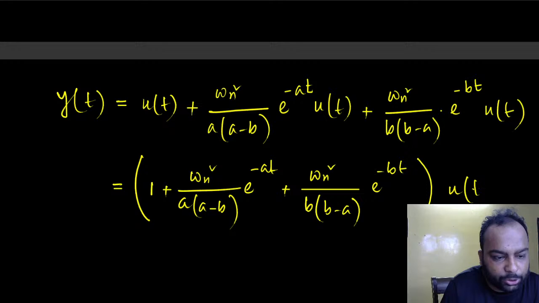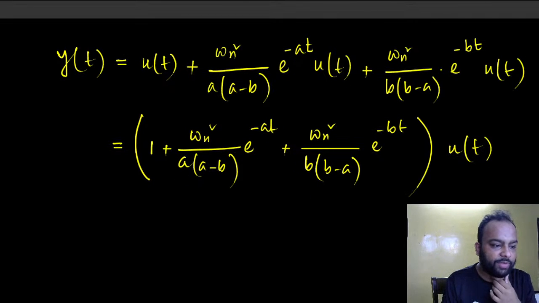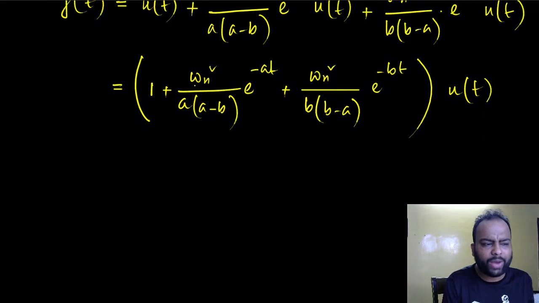I would encourage you to put the values of A and B and do the total calculation. Essentially you would have minus signs; at least one minus sign will be there. So we have two exponentials and one this. Again, the final value of the response is going to be 1.